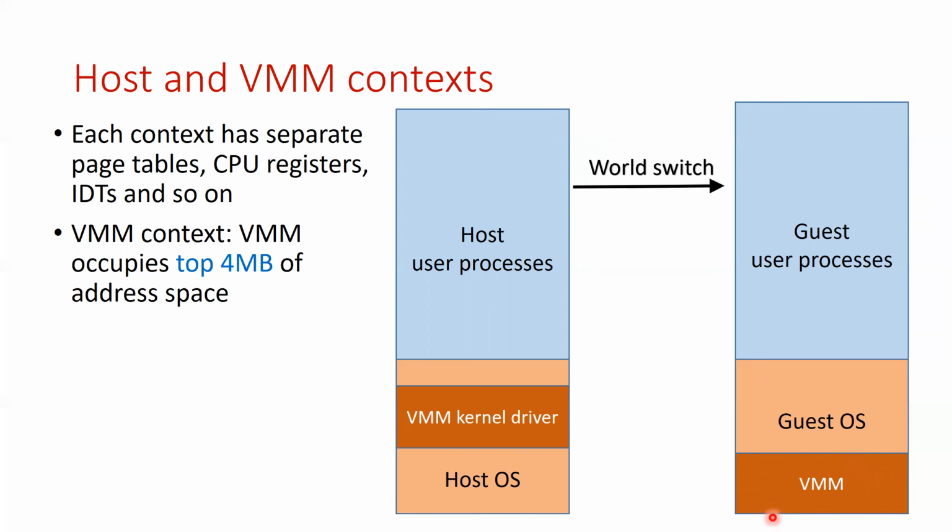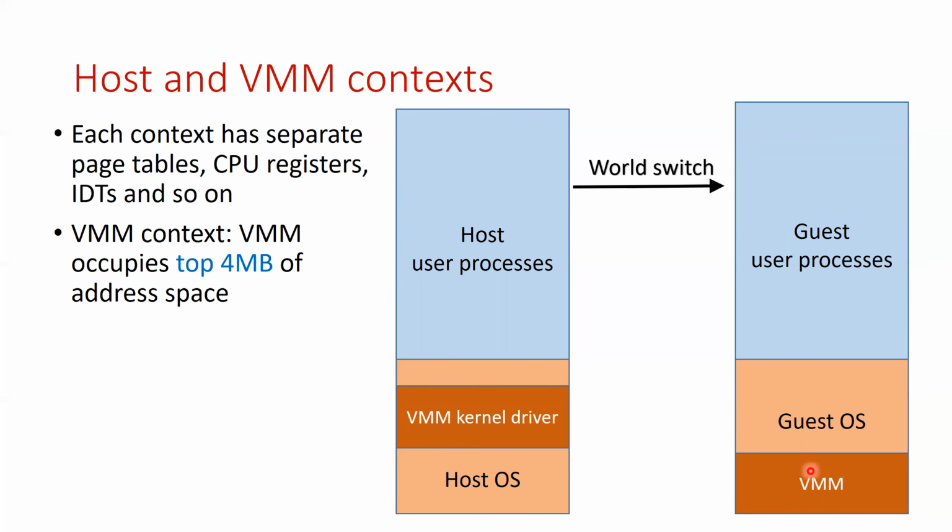So this is the context in which the guest VM is running. This is the address space that guest user processes see. The IDT points to certain entries set up here. The page table points to these addresses, and so on, right? So this is how processes look like when they are running on the host OS, and this is how processes look like when they are running in the VMM context.